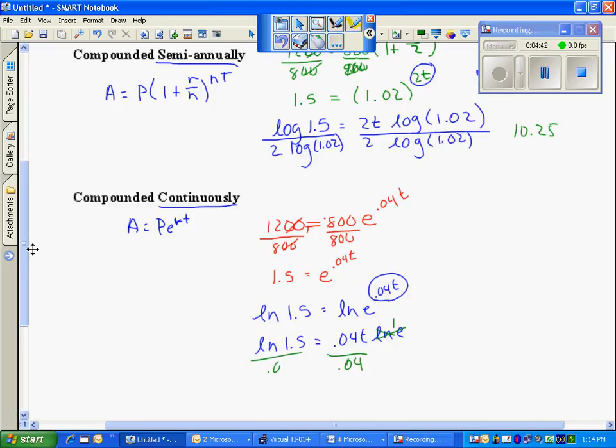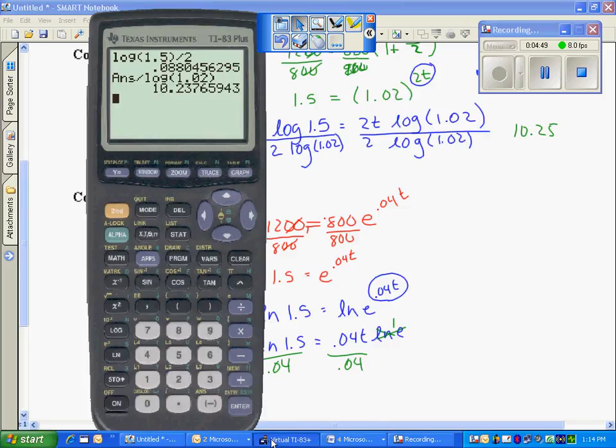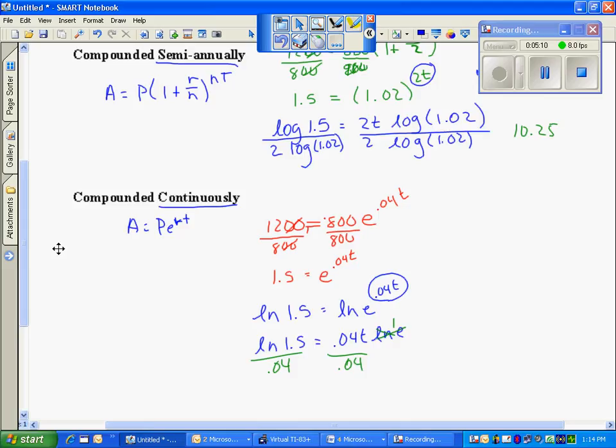4/100ths. So on the calculator, I take that natural log of 1.5, and I'm going to divide. Notice how I wrapped it up in parentheses. I'm going to divide by that 4/100ths, and my answer is 10.14. So you can see that it's going to happen sooner, that my money is going to reach 1,200.